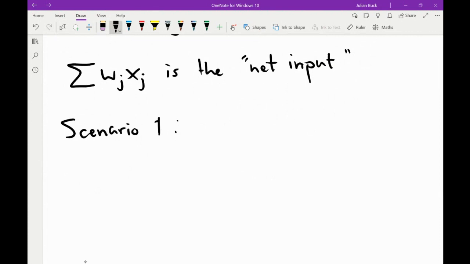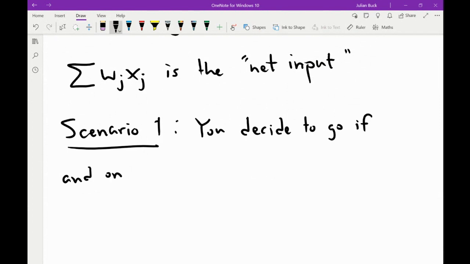We'll call this one scenario 1. You decide to go if and only if the weather is good. So in other words, if the weather is good, you're going to go, and if it's not good, you're not going to go. So that's your single decision making factor.